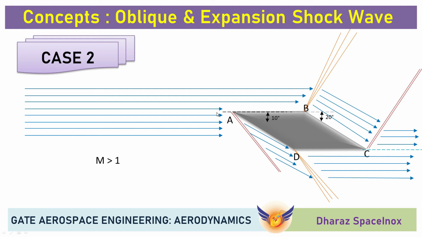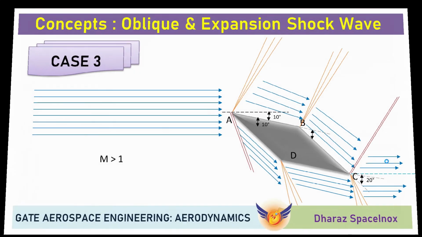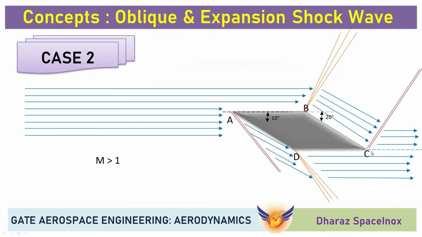But looking at the point B, as compared with AB, the BC plane is inclined downwards. So obviously at the point B, it will lead to form an expansion. Now comparing at the point C, the BC and the free stream line, which is again inclined upwards as compared with the BC line, the point C will lead to an oblique shock wave.